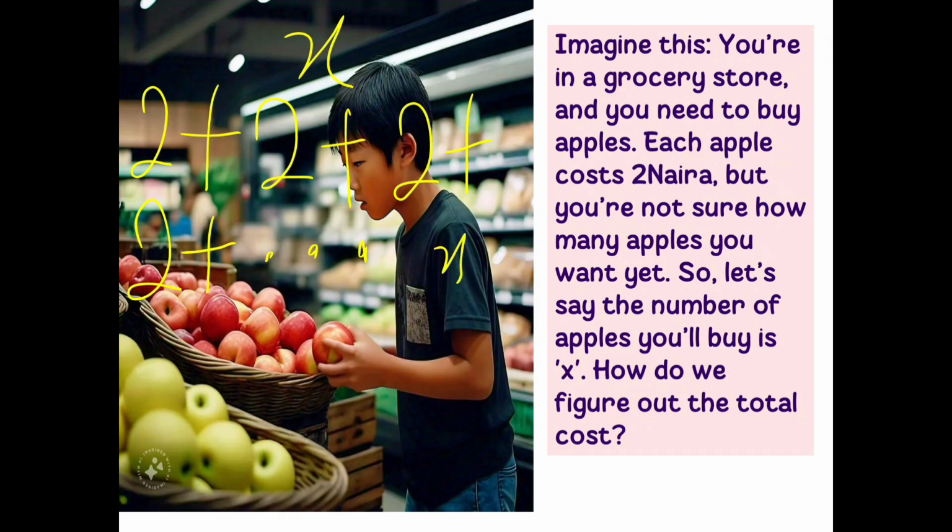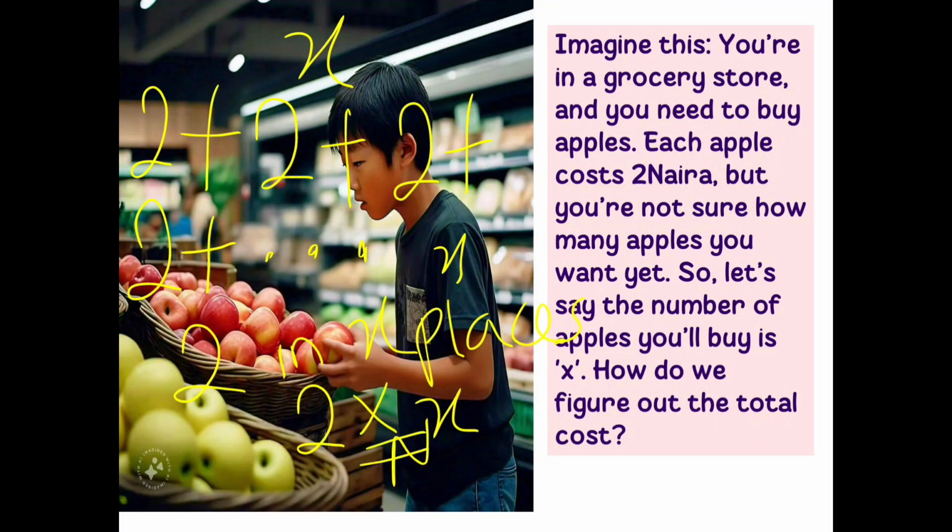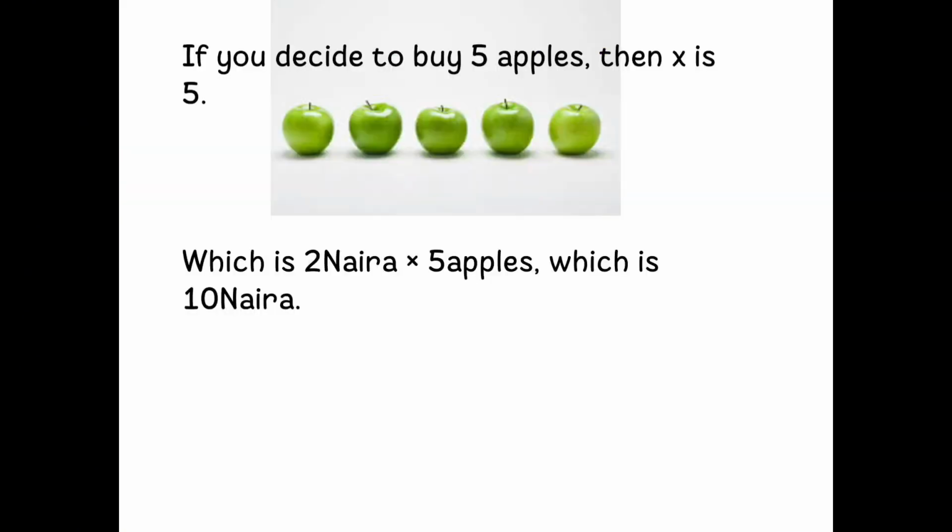And that indicates that 2 naira in X places. And that is what? 2 multiplied by X. So the total cost will be 2x naira. Do you get that analysis? Very good. So if you decide to buy 5 apples, then your X is 5, right?